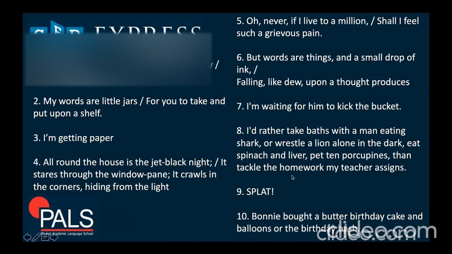"Bonnie bought a butter birthday cake and balloons for the birthday bash." I think that's for the birthday bash. I must have made a mistake there. Right, if you guessed that that is alliteration, then you are correct. And you got 10 out of 10 on this little quiz that we have at the end.